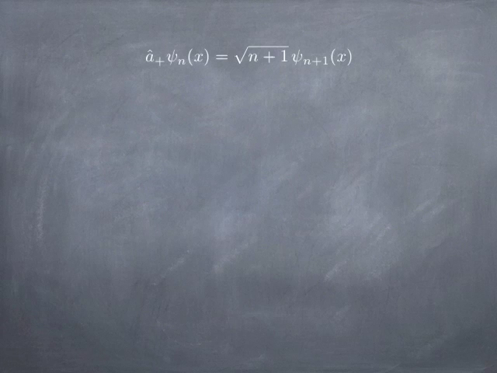You can similarly work out the result of a minus on psi sub n. It's the square root of n times psi sub n minus 1. Now there's an easy way to remember this result. It's the square root of whichever n is bigger. So if I apply a plus, I get square root of n plus 1. If I apply a minus, I get the square root of n. They're different behaviors, but the thing that's the same about them is whichever side has the larger value of n, it's the square root of that.